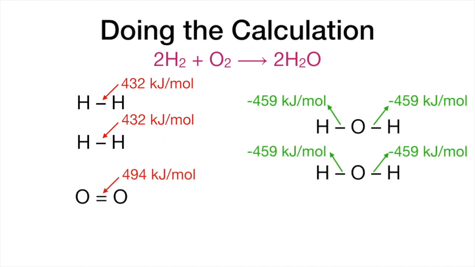Okay, so that represents all of our bonds being released. Now, remember, this is not per atom, this is per mole. For every mole of these bonds, we're going to have 459 kilojoules released. So in this equation, the right-hand side has 2 moles of H2O, so that means we're going to wind up having 4 of these 459 kilojoule events.